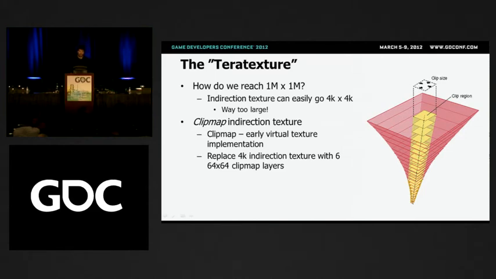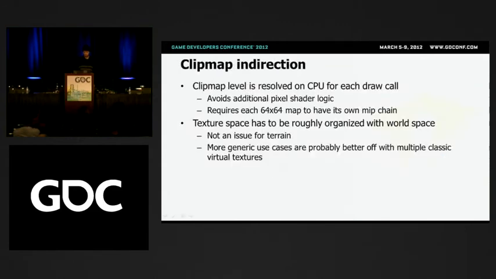So what we have done is that we use a clip map for the indirection texture itself. And the clip map is actually an old SGI version of virtual texturing. They even had hardware support for it like 20 years ago or something. By using the clip map, we are able to reduce the 4K indirection texture into 6 64 by 64 clip map layers. The reason why it's not as cool as it sounds is that we resolve the clip map on the CPU for each draw call.